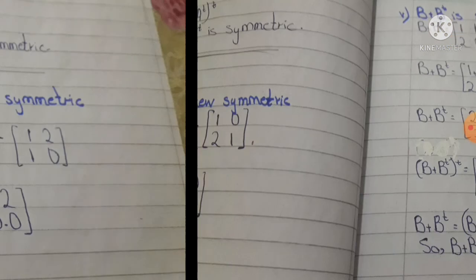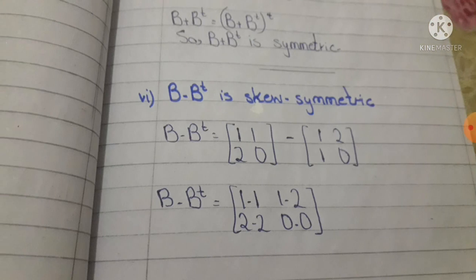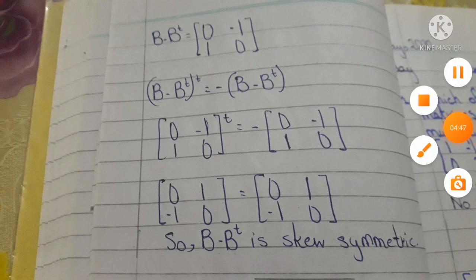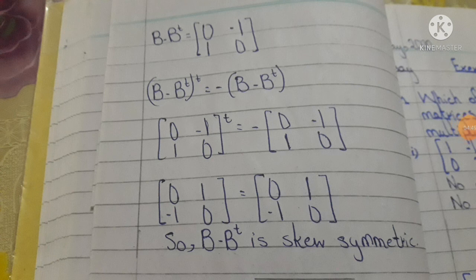Then part 6 is similar to part number 4, because we have to find whether it is skew symmetric or not. So at the end, we will come to know that B minus B transpose is skew symmetric, because the transposed matrix and the negative of the matrix are both equal, so we can say that it is skew symmetric.